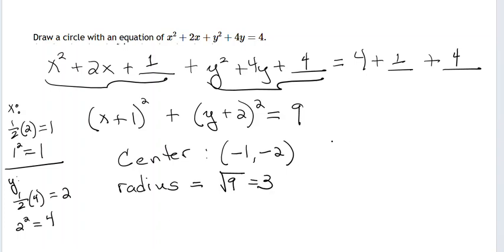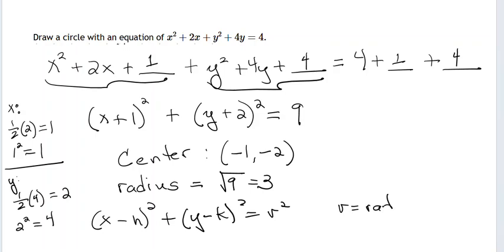Remembering that a circle in its standard form, as when written as an equation, looks like this: x minus h quantity squared plus y minus k quantity squared is equal to r squared, where r is equal to the radius and h, k are the coordinates of the center of the circle.